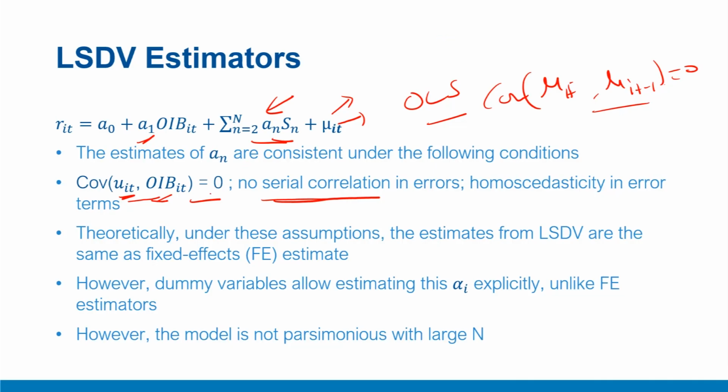And also there is homoscedasticity in the error term, which means the variance of the error term is constant across different values of the dependent variable. It is not systematically varying, which is called homoscedasticity. Then under these conditions, we can take our estimates of alpha i's as consistent.